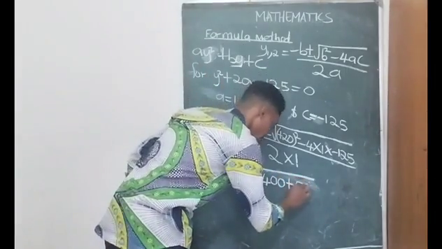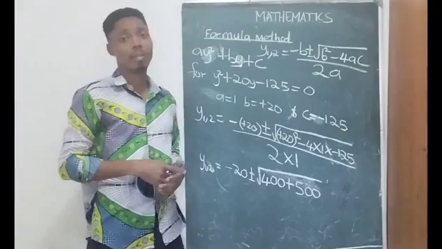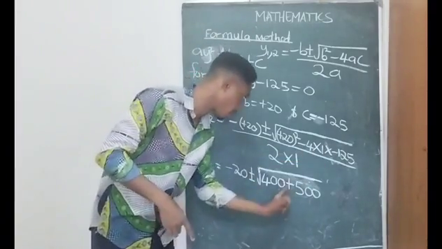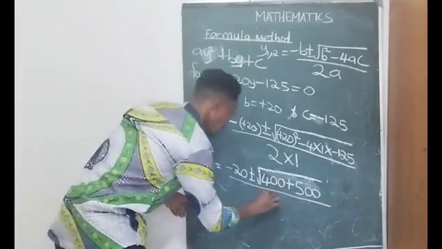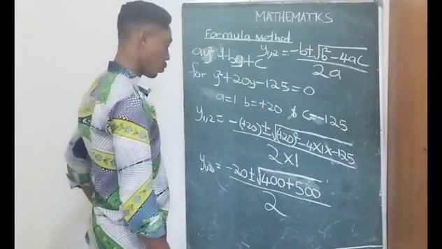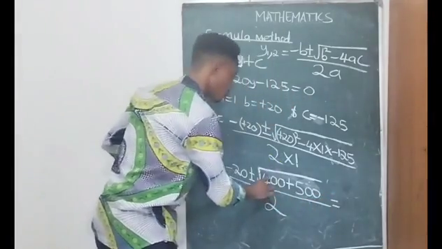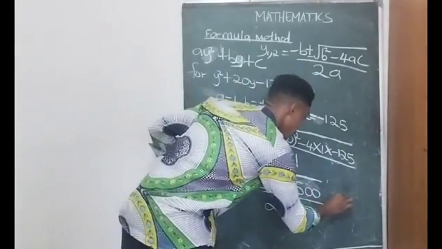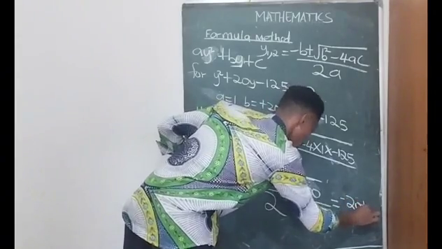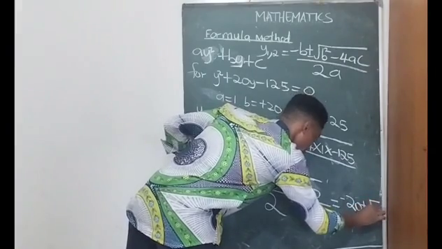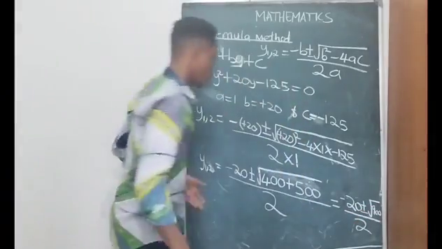500, not 600. 4 times 125, that's 500. Right. Minus times minus is plus. All over 2a, that's 2 times 1, that is 2. And this will become, of course, 400 plus 500, that's 900. So this is minus 20 plus or minus the square root of 900, all over 2.